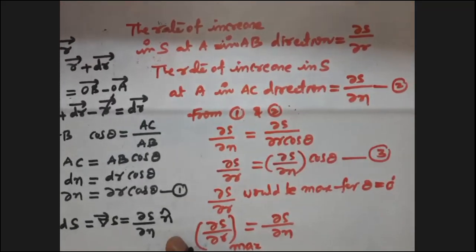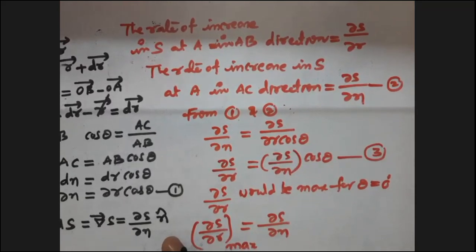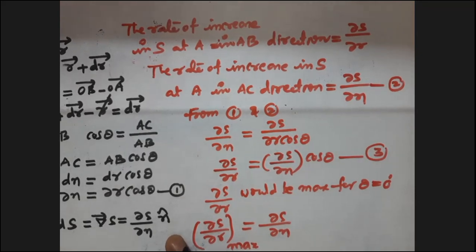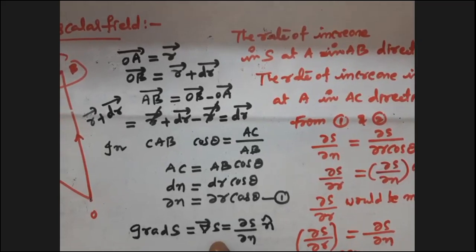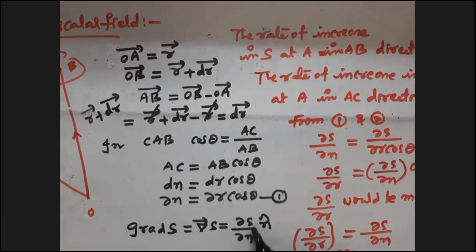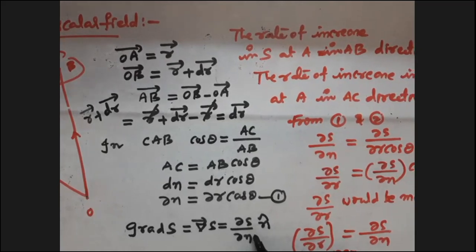n cap is the unit vector drawn on the level surface. So grad S is equal to del bar S, that equals dou S by dou N into n cap, where dou S by dou N is the magnitude of the gradient and n cap represents the direction.